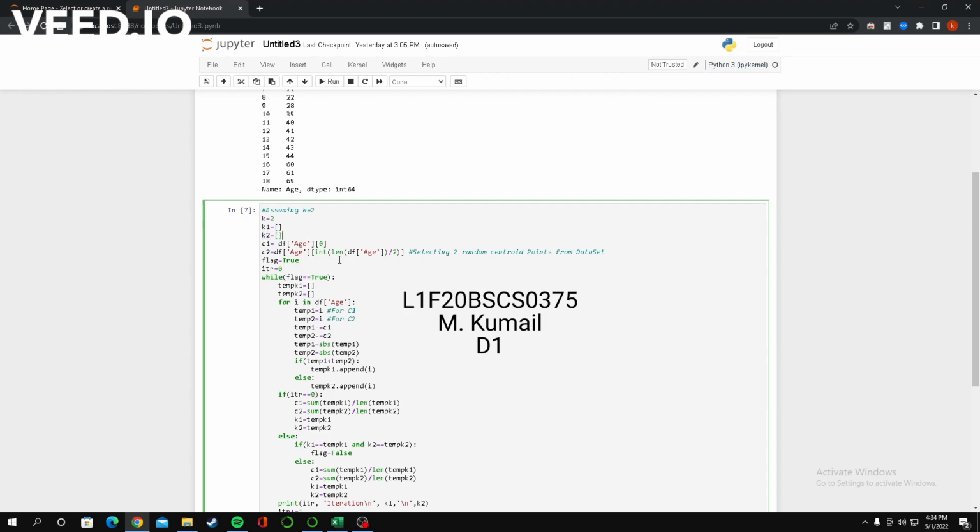Since we have two clusters, we also need two centered points. I have selected the 0th element and the middle element of this dataset as my two centered points.